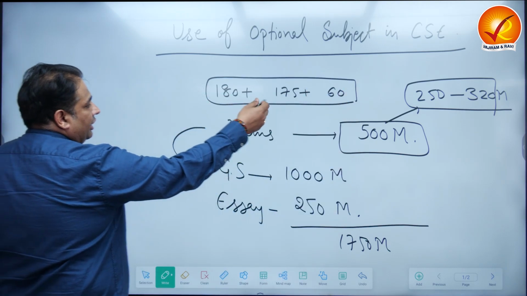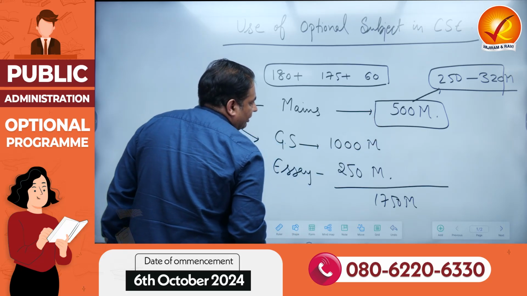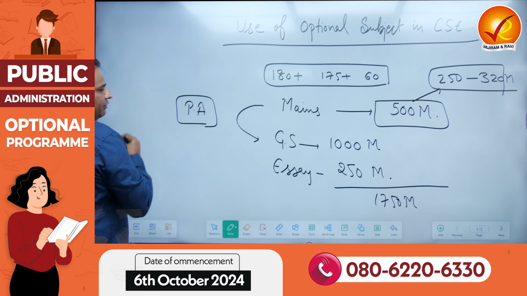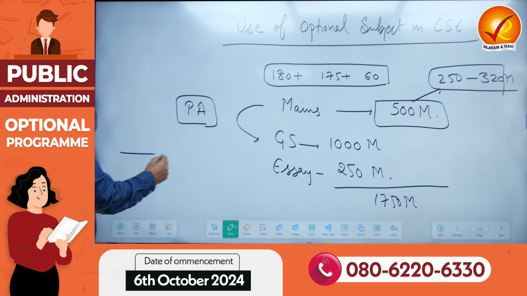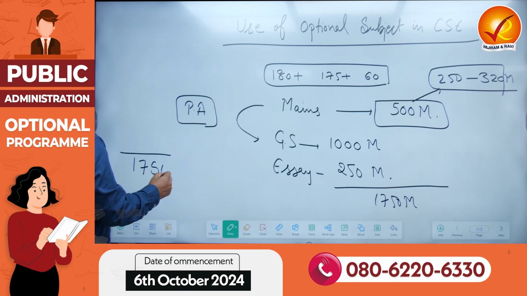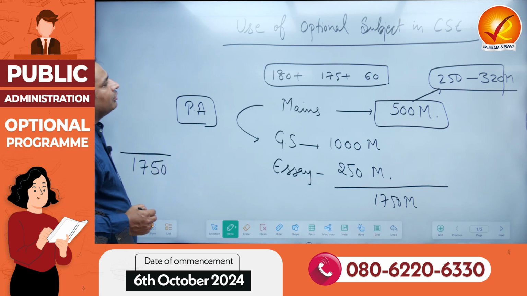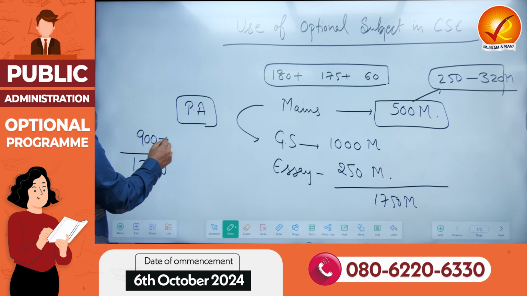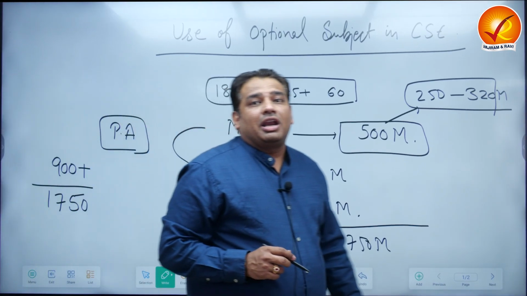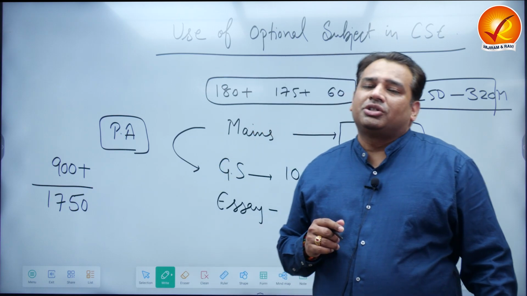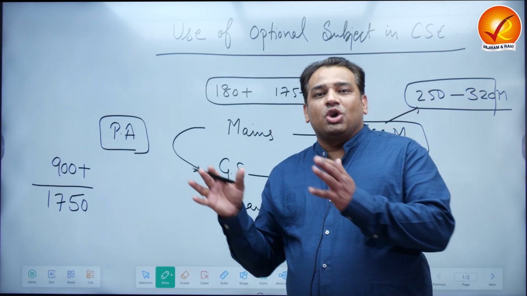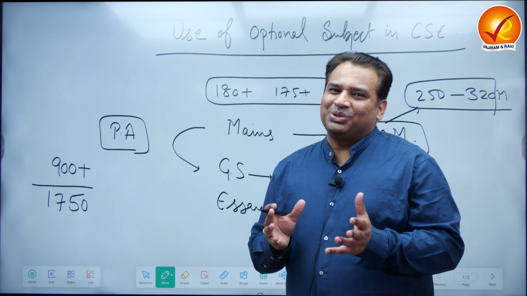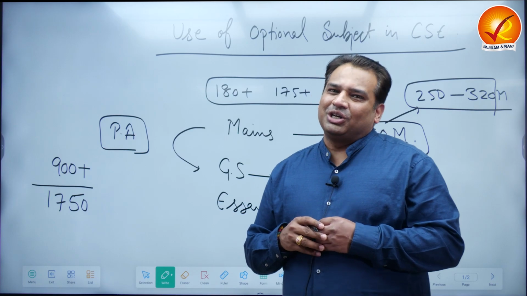Those numbers are in addition to the weightage of 500. So if we study PubEd as an optional for the civil service exam, out of the 1750 marks of weightage, we will have approximately 900 plus marks of overlap with the public administration syllabus. And that's why no other optional can have this type of advantage or benefit associated with the public administration optional.